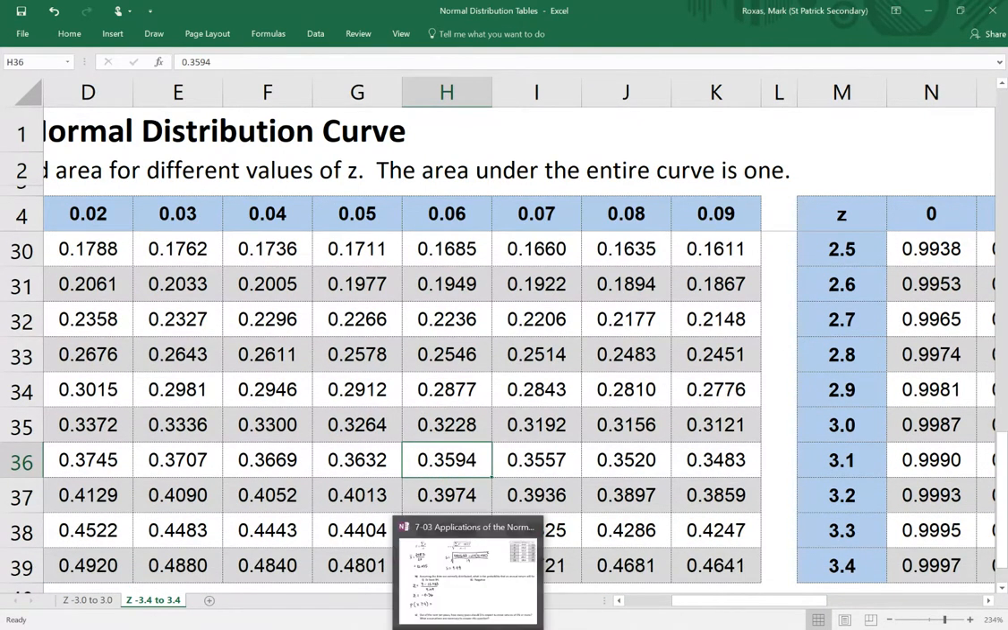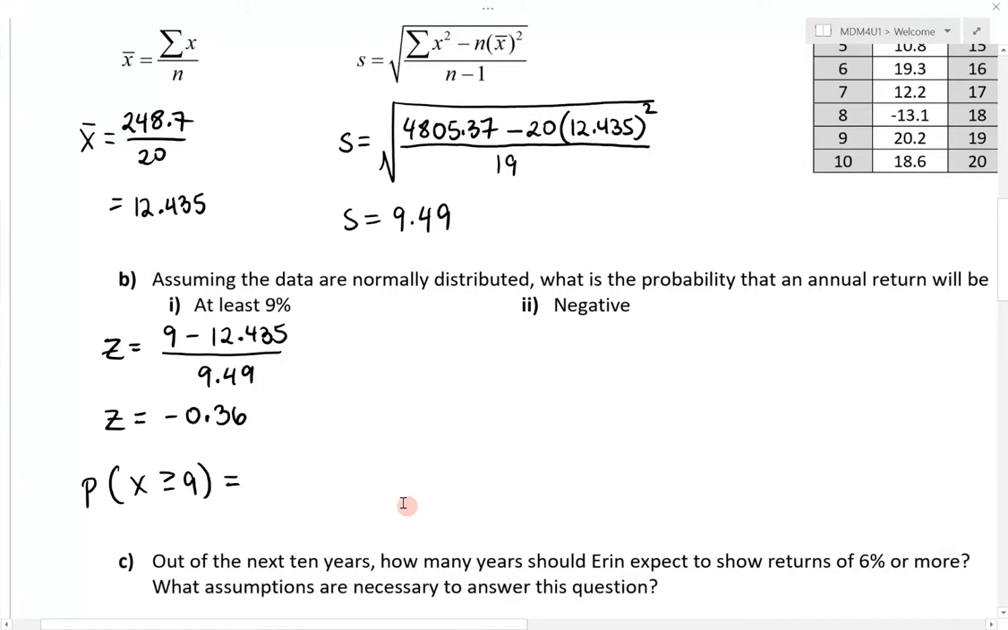Remember, this 0.3594 represents the probability that z is less than negative 0.36. So if I was interested in the probability of z being greater than negative 0.36, which is the same thing as saying x is greater than or equal to 9, then I have to do the indirect method. So 1 minus 0.3594, which would be approximately equal to 0.64 or 64%.